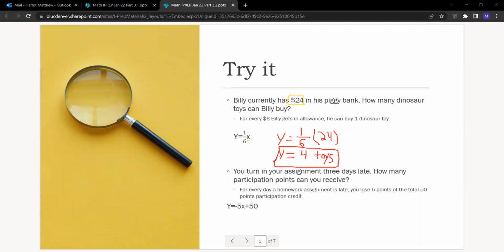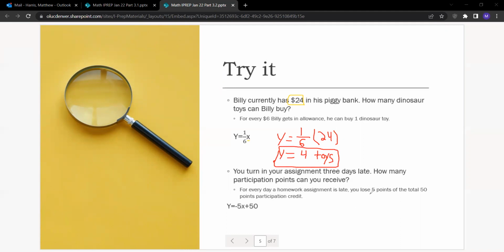All right, so it's pretty cool how we can just take our equation, plug in the variable that we're given, and figure out how much of something else we have. So let's do it again with our homework example. So you turn in your assignment 3 days late. How many participation points can you receive? And remember, for every day that a homework assignment is late, you lose 5 points of the total 50.